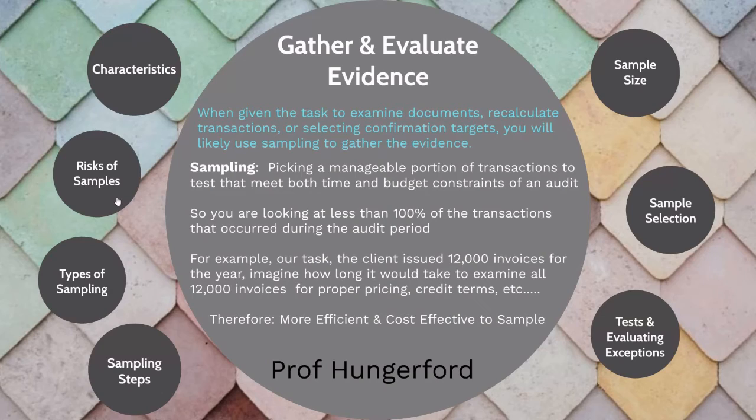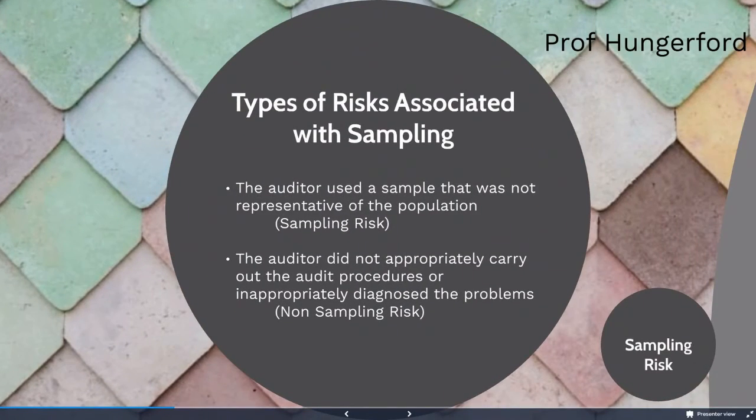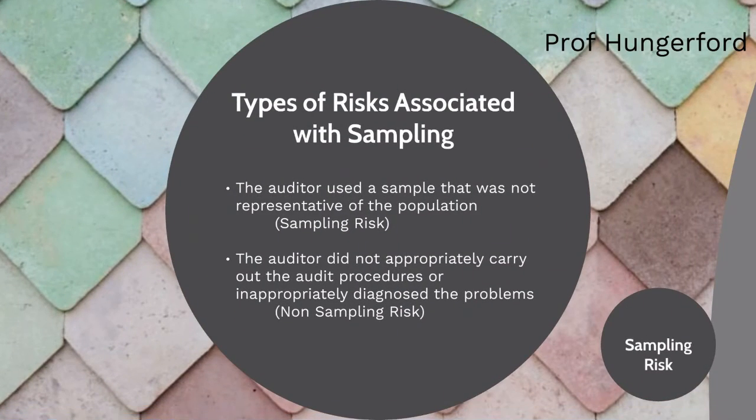So now let's talk about some of the risks associated with a sample. So the types of risks associated with a sample are: the auditor used a sample that was not representative of the population. So you didn't quite grab data that really reflected the entire population, and either how it was sampled, how it was pulled out.